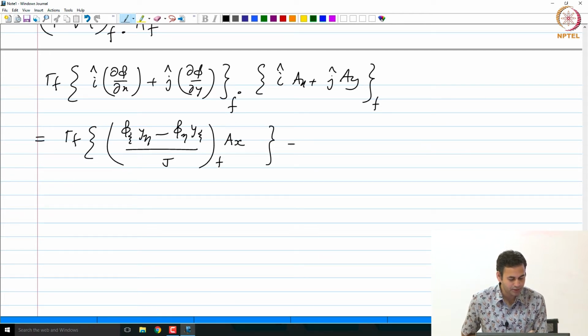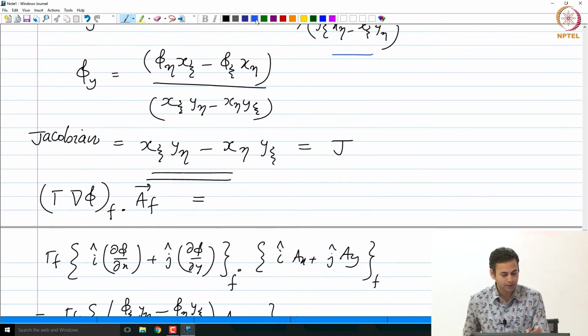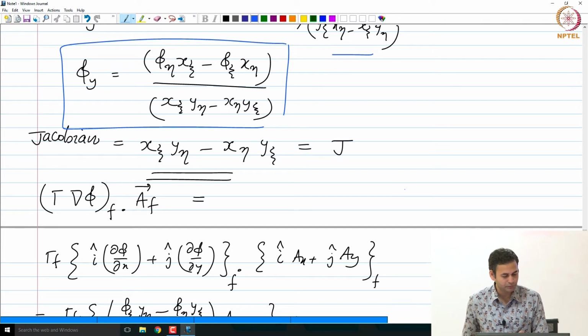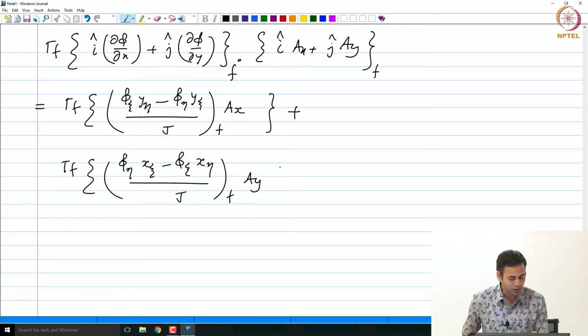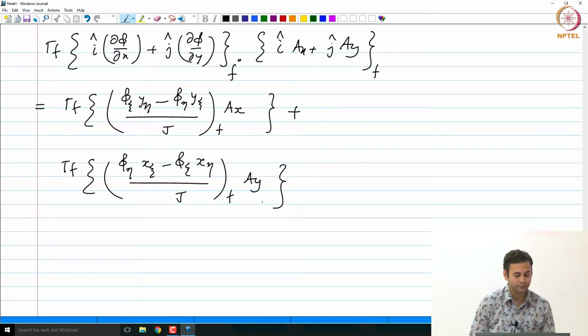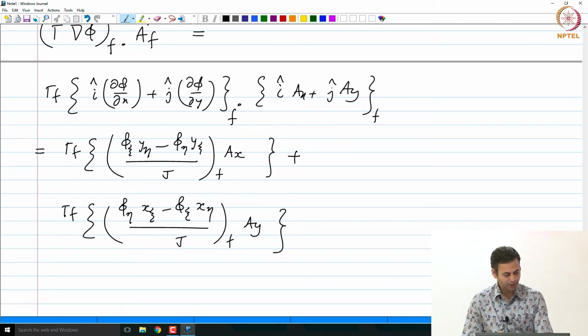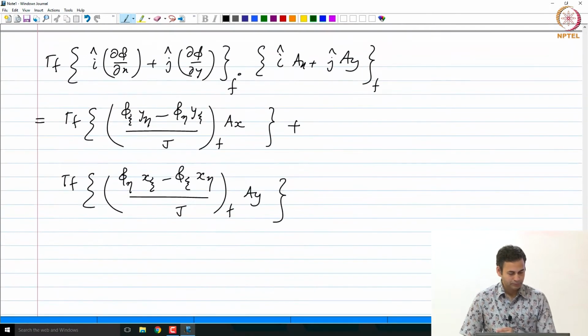This is evaluated on the face, plus gamma f times what would be partial phi partial y? That is this quantity, phi eta x xi minus phi xi x eta upon Jacobian times Ay is what we have, right? Is it correct? Any mistakes in here? Okay. Yeah, expressions are correct.